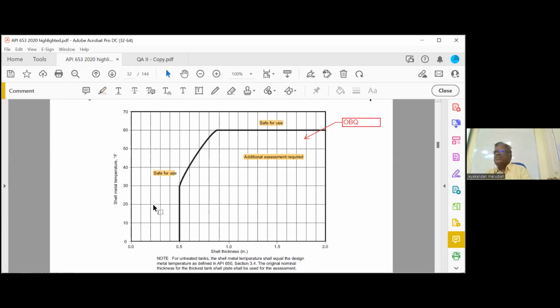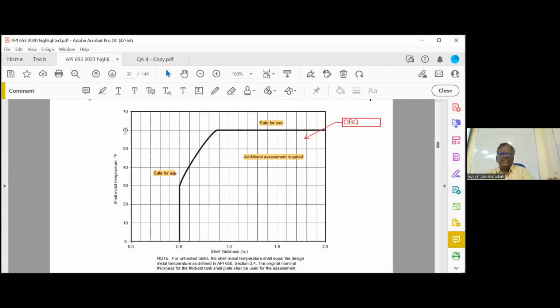What is the meaning of this exemption curve? When the thickness is less than 0.5 inch, what is the temperature given here? 0 degree Fahrenheit. Up to 0, it is safe for use. There will be no brittle fracture. That is the first understanding of the curve. When the thickness is less than 0.5 inch, up to 0 degree Fahrenheit, there will be no brittle fracture in carbon steel material. Point number 1.